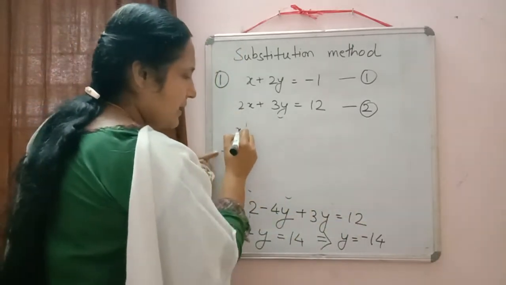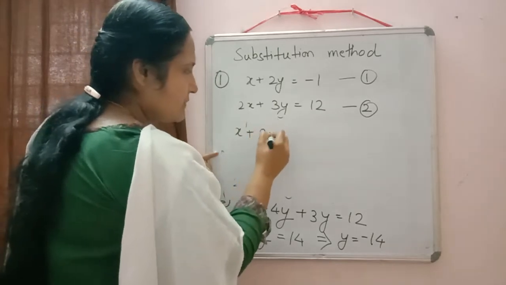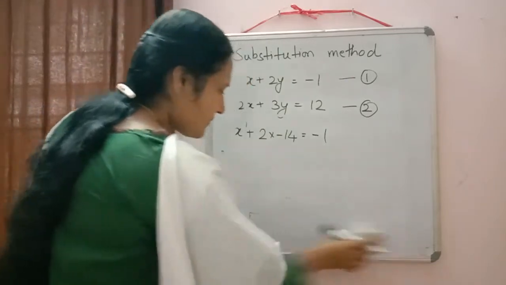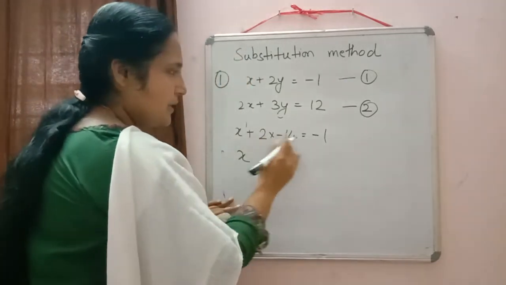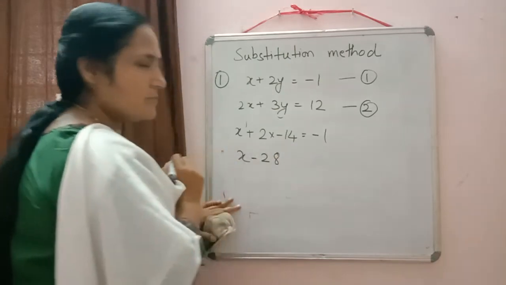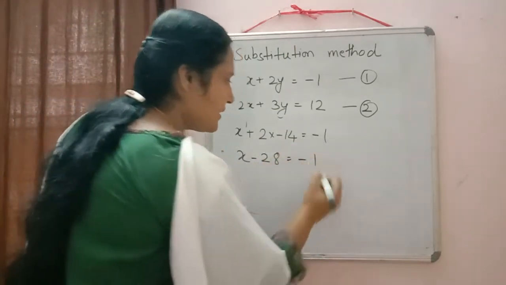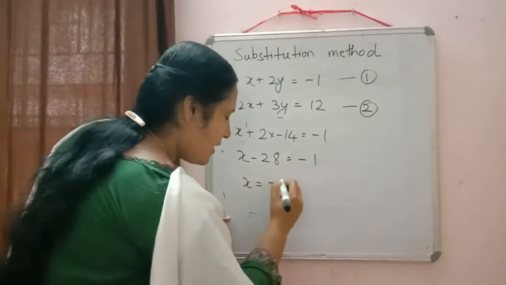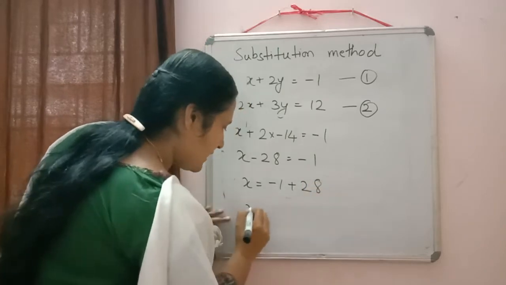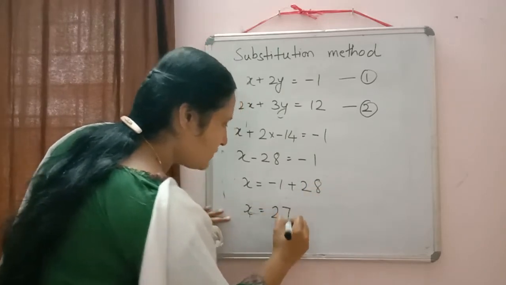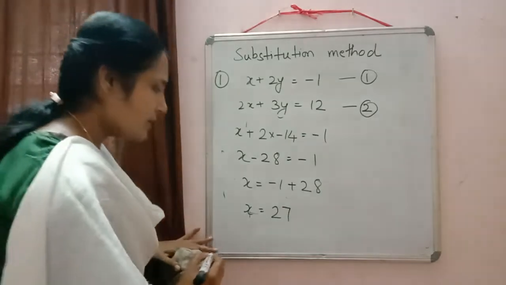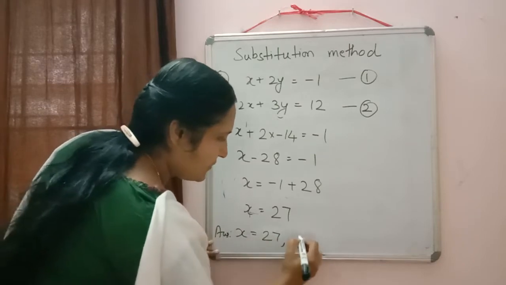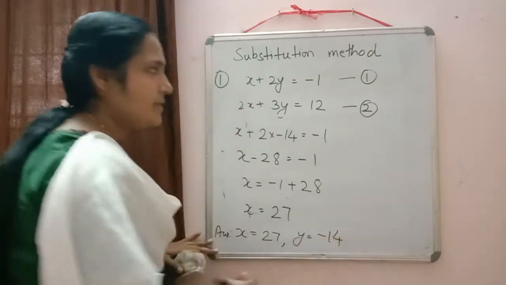So I am substituting directly in equation 1. In equation 1, in place of y, I am writing -14. So x, 2 into -14 is equal to -1. 2 into -14 will be equal to, 14 2s are 28, so -28. So x minus 28 is equal to -1. So we will get x is equal to -1 plus 28. So we are getting x is equal to 28 minus 1 is 27. So we got the value of x. At last write down there: Answer, x is equal to 27 and y is equal to -14.